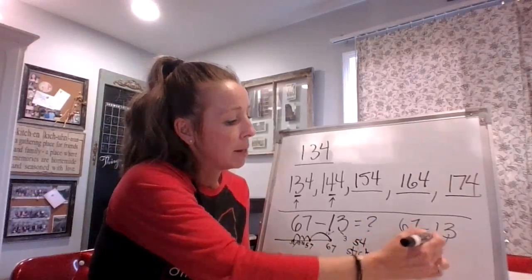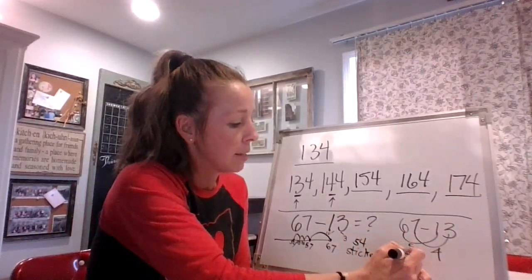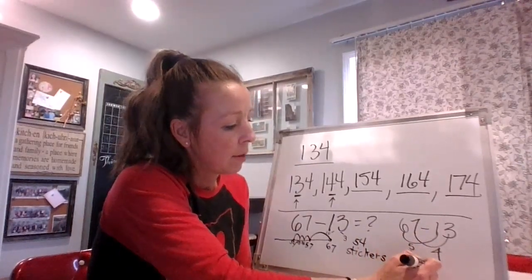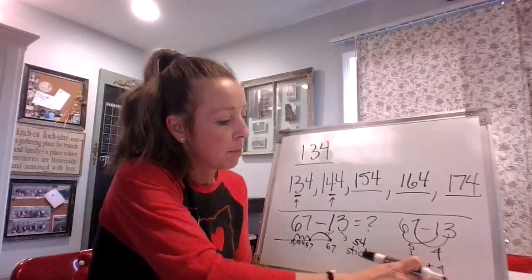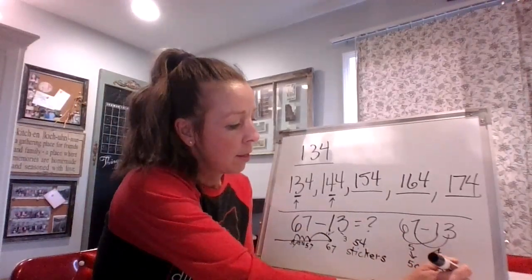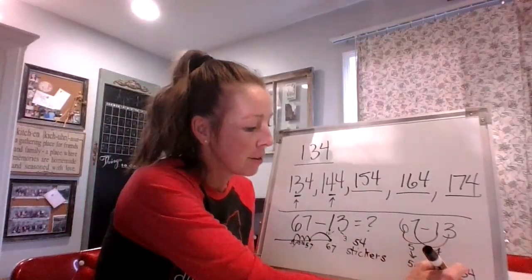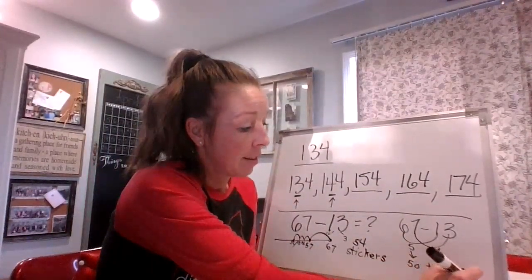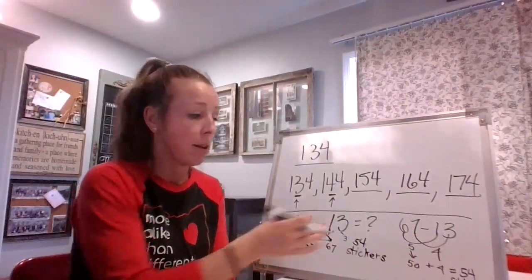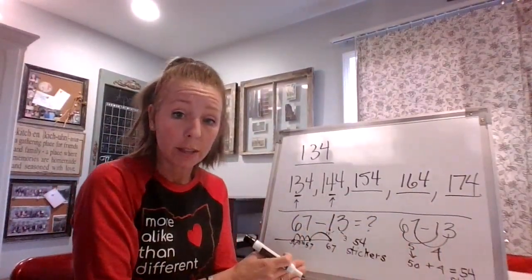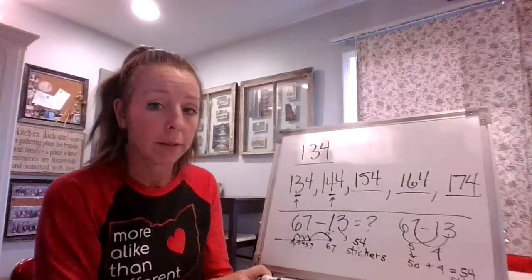6 tens minus 1 ten is 5 tens. 5 tens equals 50. Final step is to add your tens and ones back together, right? 50 plus 4 equals, look at that, you guys, 54 stickers. It's kind of checking our work, isn't it? Kind of shows me that I did the number line right. If I did 2 different strategies and I got the same answer, that's a good way to check your work.